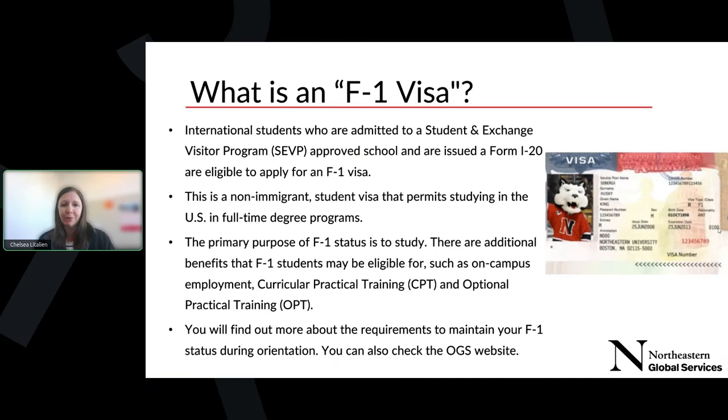You will probably hear us emphasize that more than once, but there are additional benefits that you could be eligible for, like on-campus employment, curricular practical training or CPT, optional practical training or OPT. Those are all things that come along with your F-1 status. You can find a lot more detailed information about that in the International Student Orientation that you will complete and on the OGS website. We should see how many times I can mention the OGS website, because it is my favorite resource that I like to direct people to.